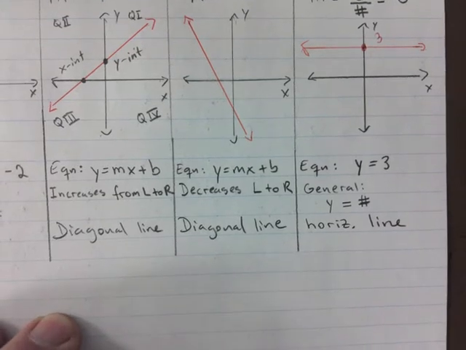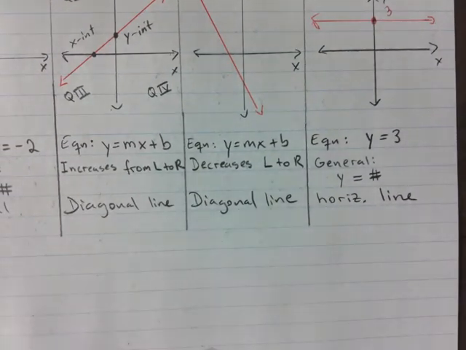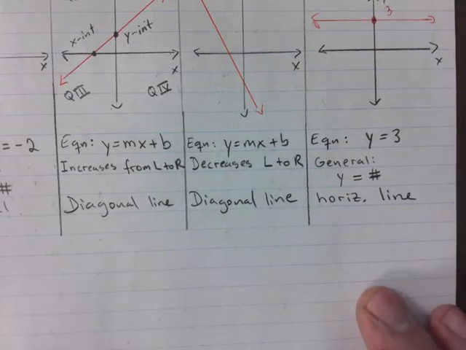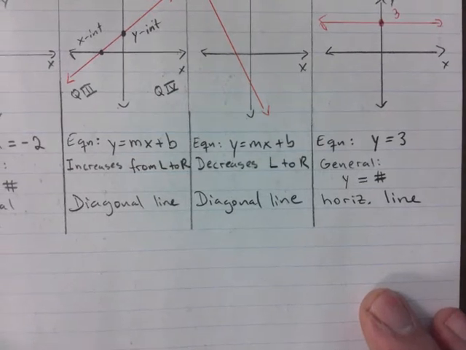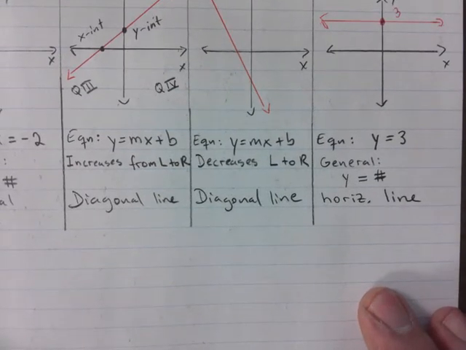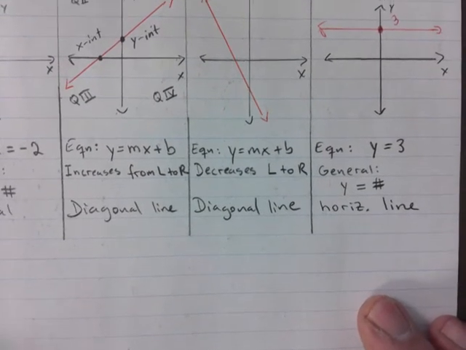Sometimes it's not apparent that it's a horizontal line until you clean it up. Bring all your variables over to one side, and then things will cancel out. It's like, oh, what happened to x? X is gone. Oh, so it's just y? Okay, then it's a horizontal line. No big deal. I'll give you quite a few examples there.